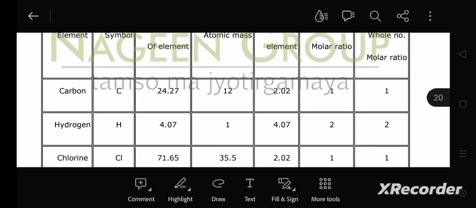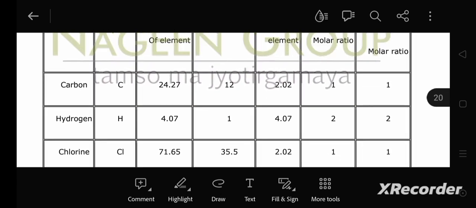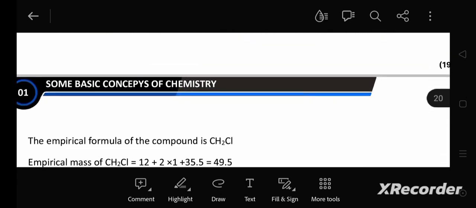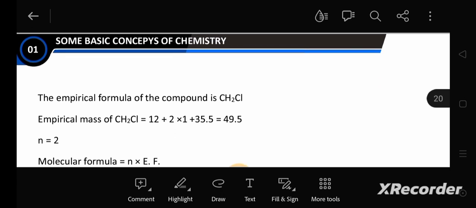Here the number of moles you have got is 2, 4, 2, and the simple whole number ratio is 1:2:1. So the molar ratio is carbon 1, hydrogen 2, chlorine 1. Now the empirical formula of the compound is CH2Cl.